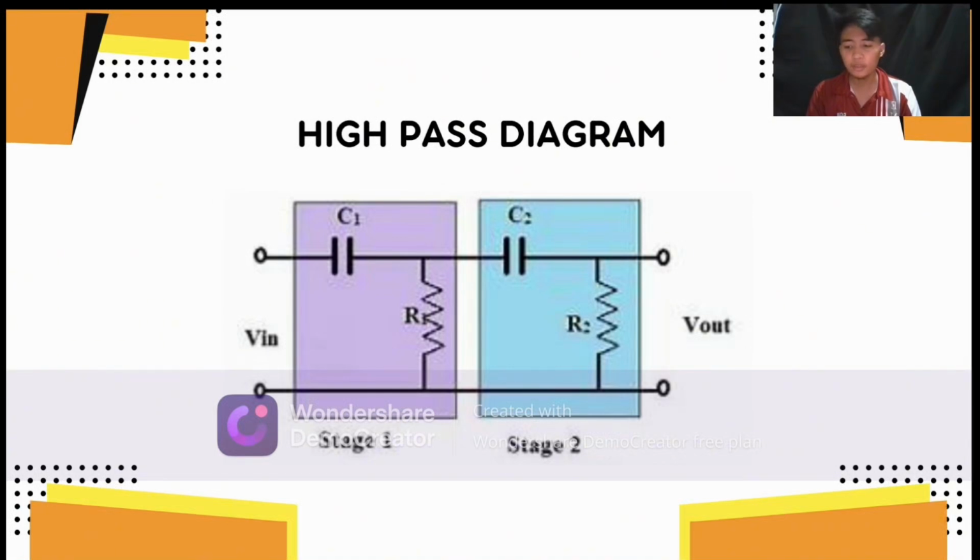The cutoff frequency is determined by the values of the resistor and capacitor in each stage. The higher the cutoff frequency, the more high-frequency signal will be allowed to pass through. The steeper the roll-off, the more effectively the filter attenuates low-frequency signals. High-pass filters are used in various applications including communication systems to filter out unwanted low-frequency interference to isolate specific frequency bands.